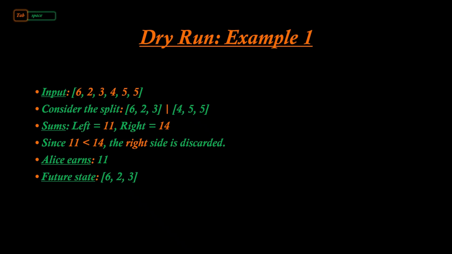Let's perform a dry run using 6, 2, 3, 4, 5 and 5. One optimal split is 6, 2, 3 on the left and 4, 5, 5 on the right. The left sum is 11, the right sum is 14. Because 11 is smaller, Bob removes the right side. Alice earns 11 points. The remaining interval is 6, 2, 3. So our game has effectively transformed from a 6-stone problem into a 3-stone problem. The important thing is that our DP already knows how to solve the smaller intervals.